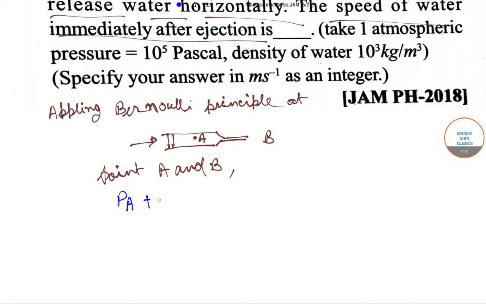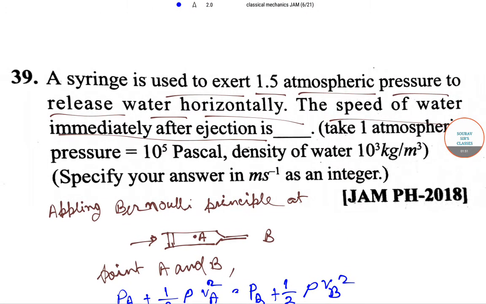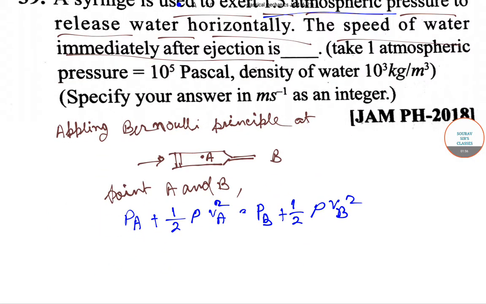the pressure PA plus half of rho VA square equals pressure PB plus half of rho VB square. Here VA is the speed at A, VB is the speed at B, and rho is the density. The 1.5 atmospheric pressure is used to release water horizontally.